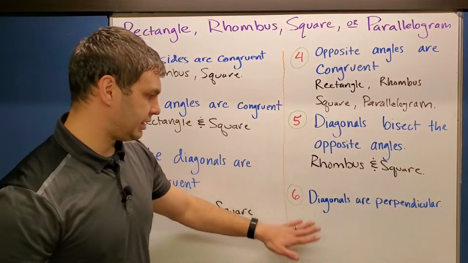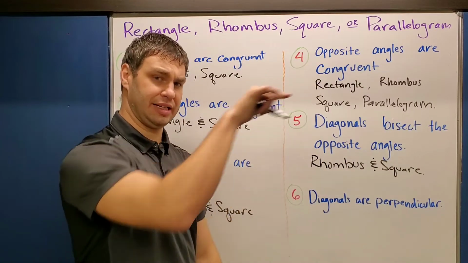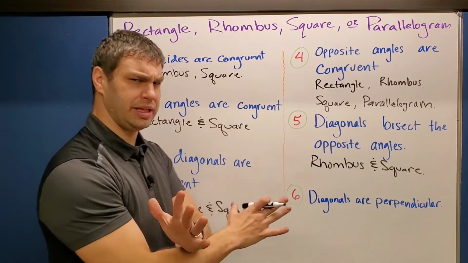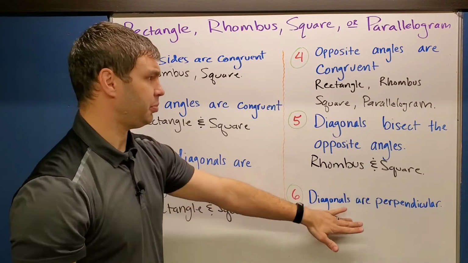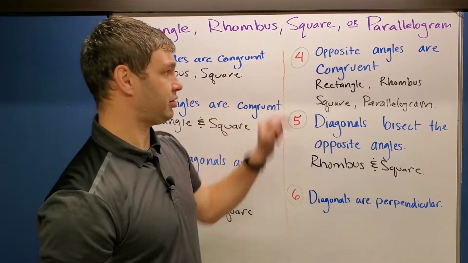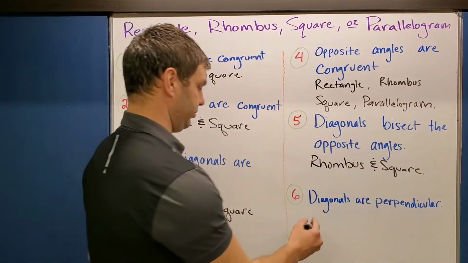All right, last one says diagonals are perpendicular. So if you connect the opposite corners, and then look at where those cross, are those going to be perpendicular? I think that only happens in a rhombus and in a square. Not necessarily in a parallelogram or rectangle, but definitely these two.